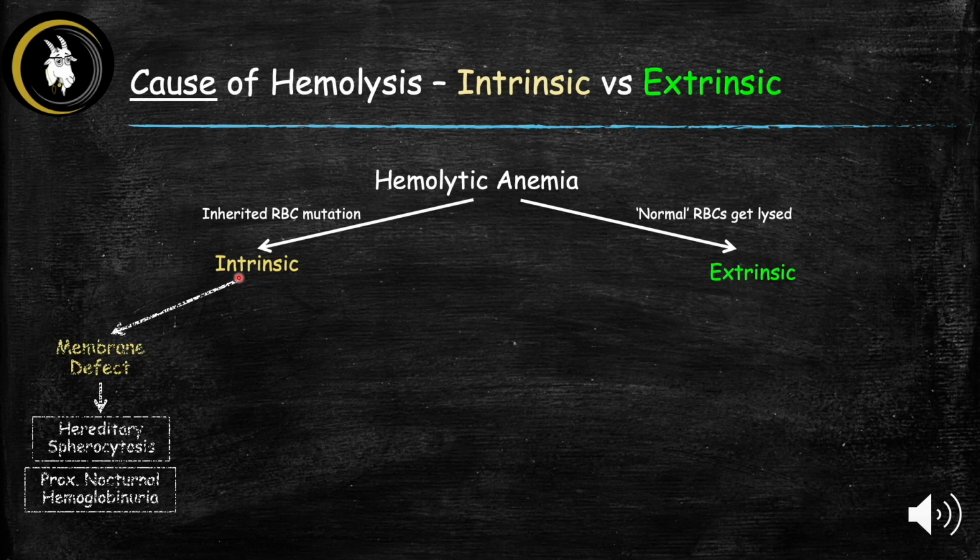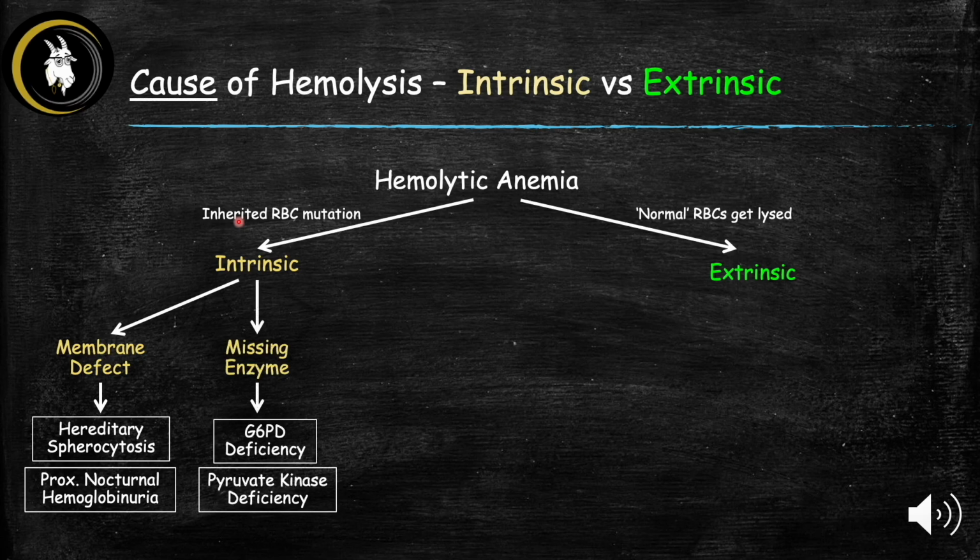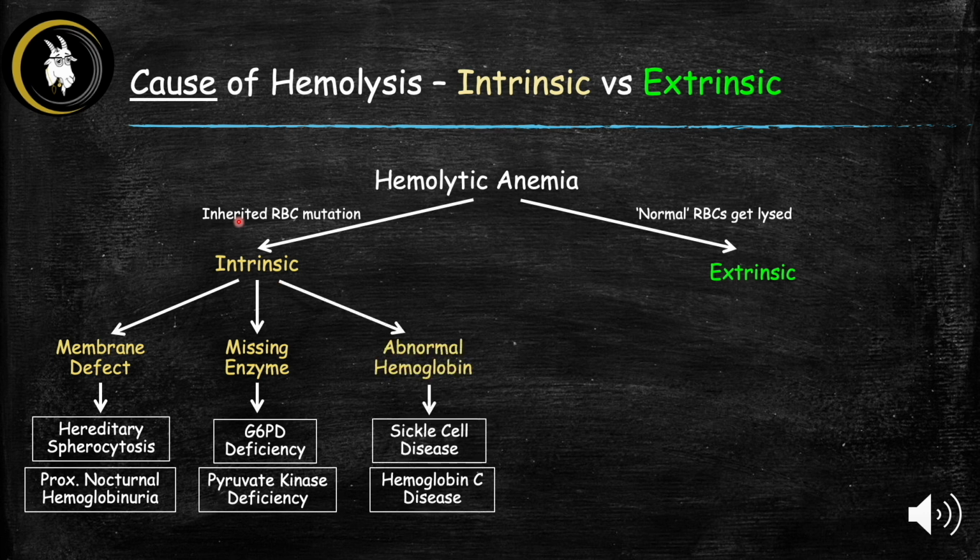And these mutations can either cause the red blood cell membranes to be defective, leading to hemolysis, as in hereditary spherocytosis and paroxysmal nocturnal hemoglobinuria, or they can cause deficiency of a critical enzyme in red blood cells, leading to hemolysis, as in G6PD and pyruvate kinase deficiency, or finally they can cause hemoglobinopathy, which is formation of abnormal hemoglobin, and that causes hemolysis, as in sickle cell and hemoglobin C disease. And I'll explain these intrinsic diseases in more detail in the next video.